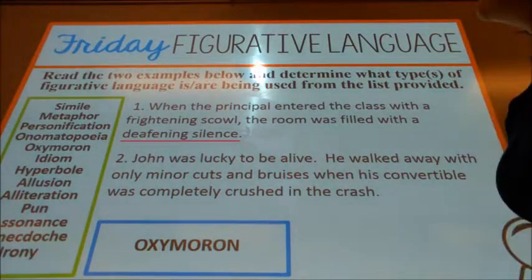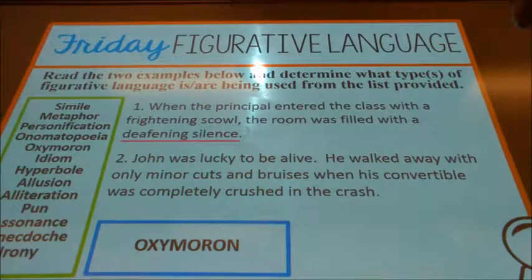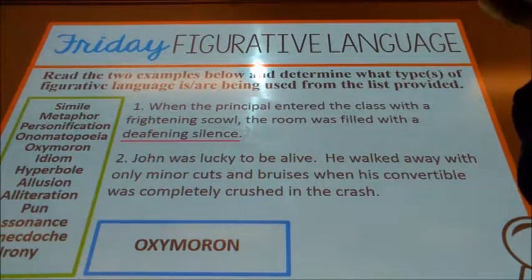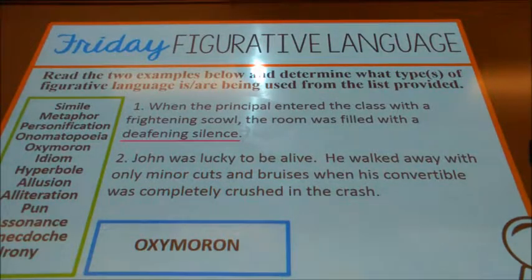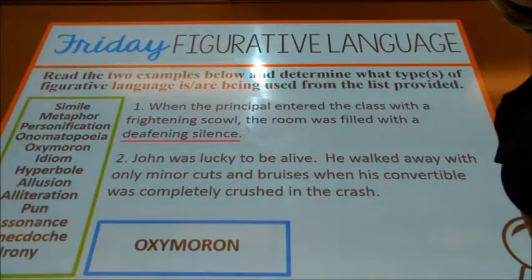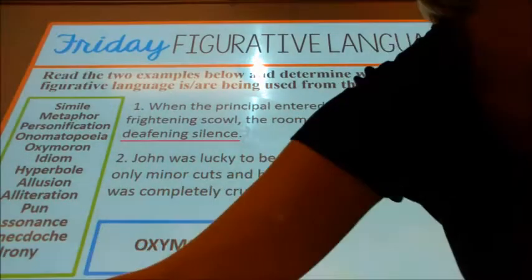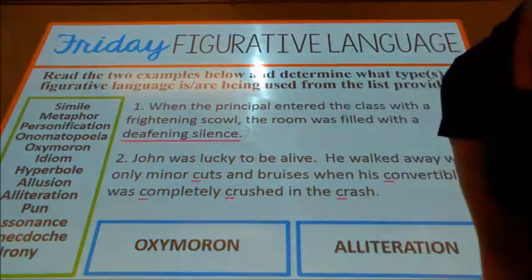Number 2, John was lucky to be alive. He walked away with only minor cuts and bruises when his convertible was completely crushed in the crash. It's sort of hard to say. John was lucky to be alive. He walked away with only minor cuts and bruises when his convertible was completely crushed in the crash. All those sounds make me think that it must be, that's right, I heard you, alliteration.